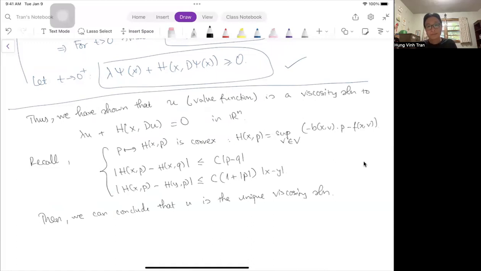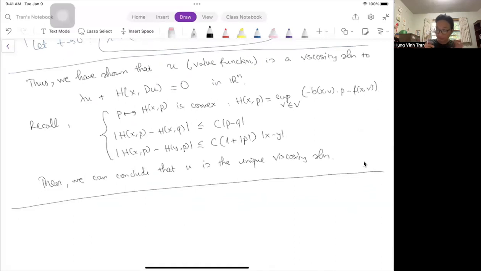Okay, so now let me end by making some remarks. As I said, I am still cheating a little bit about the problem here because I have not said so much about the regularity of u. But remember that in class we did give some examples. I should note that by the formula above, H(x,p) is the supremum over v in V of (-b(x,v)·p - f(x,v)), which is convex in p. Okay, I'm repeating myself.